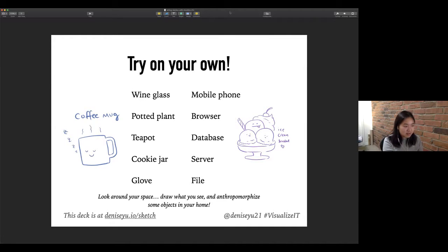Cool, so I do hope that you share some of your work from this anthropomorphizing section. This and the next section are probably the most open-ended creative sections of this workshop, and I hope you've had fun with it.